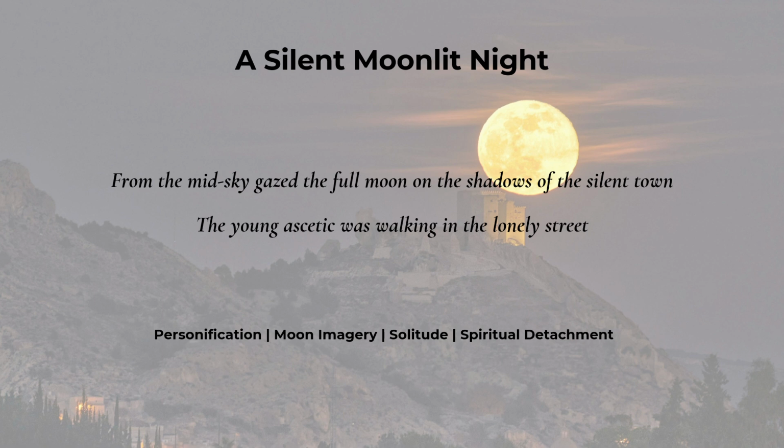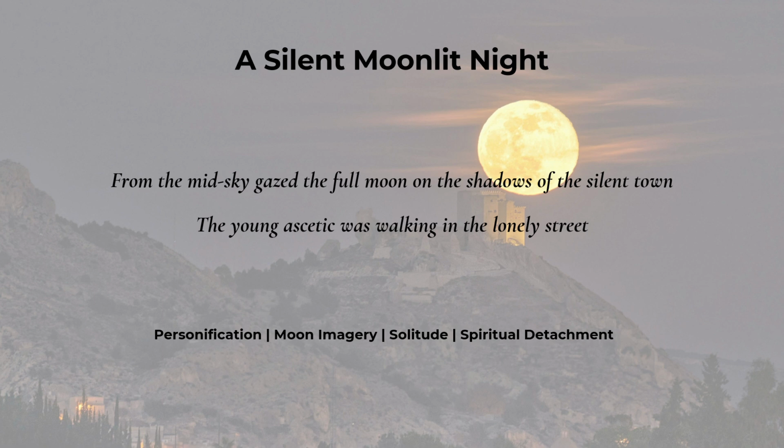On the shadows, meaning moonlight falls on the dark shadowy areas of the town. Of the silent town, meaning the town is completely quiet and still. The silence prepares the reader for the emotional scene that follows. So, to summarize, the full moon looked down from the middle of the sky upon the dark shadows of the quiet town. The literary devices used here are personification, visual imagery, as in full moon, shadows, silent town, which is creating an atmosphere of a calm night.